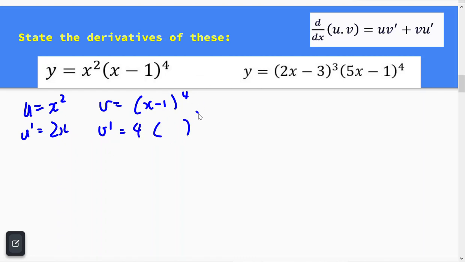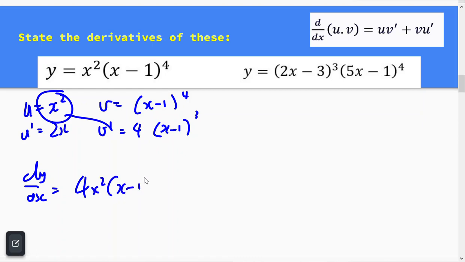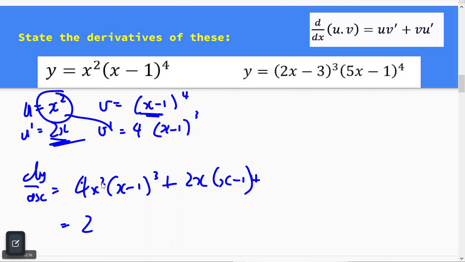4 times all of that to the power of 3, which is (x minus 1), and the derivative of the inside is 1. So dy dx is going to equal this times this, so 4x squared (x minus 1) cubed plus this times this, 2x (x minus 1) to the power of 4. And I can see that I have some common factors to factorise. I can take a 2 because there's a 2 in the 2 and the 4. I can take an x because there's an x in the x squared and the x. And I can take (x minus 1) to the power of 3 because I have 3 of them here and 4 of them there.